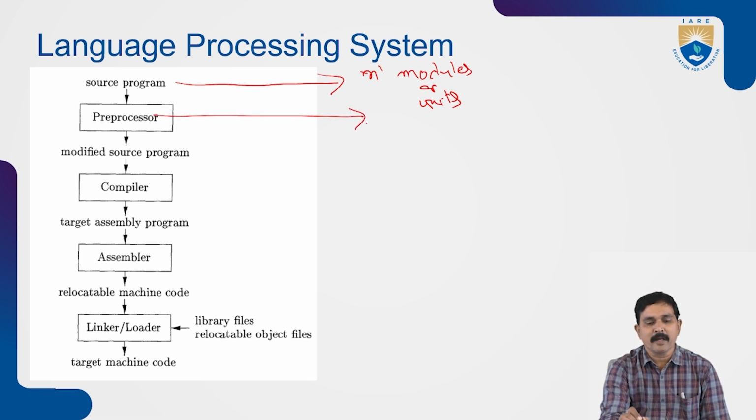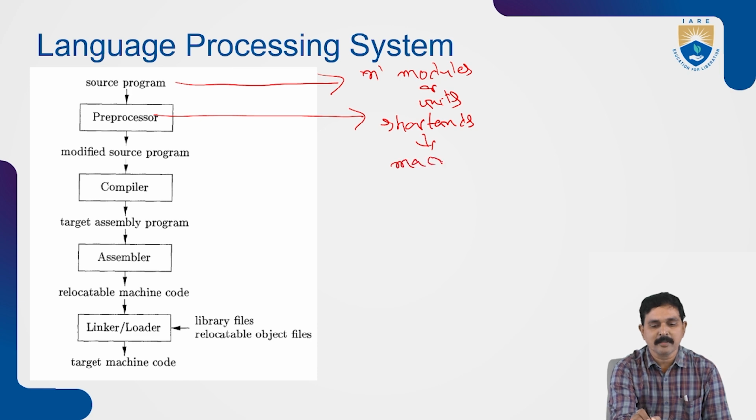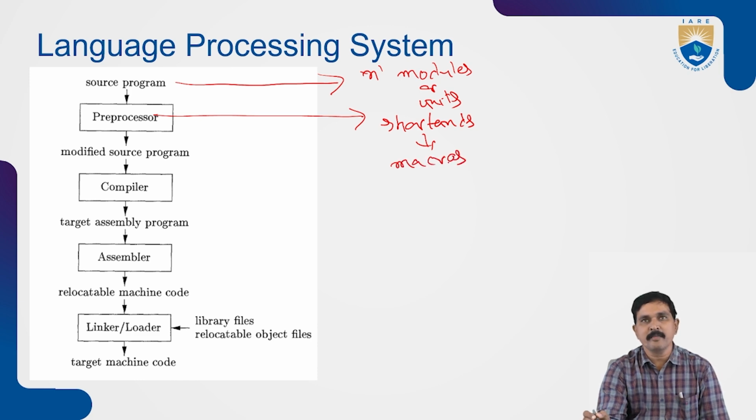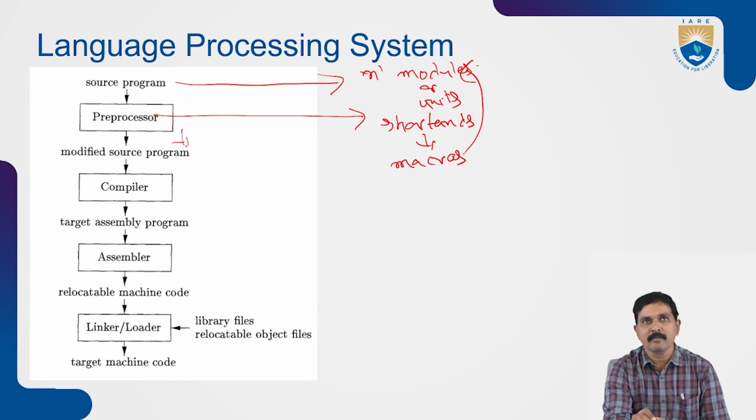So the preprocessor is nothing but something that can be used to expand the shorthands. The name is shorthands, or from a technical terminology point of view, macros. It's also called macros. So the preprocessor can use shorthands or macros. Then we convert the corresponding module or unit of the source language into another form, the modified source program format.